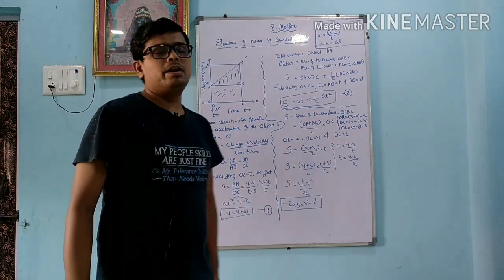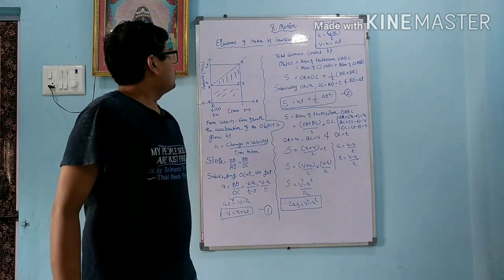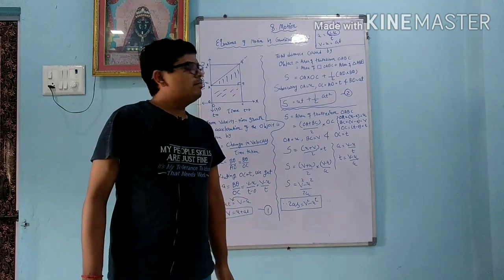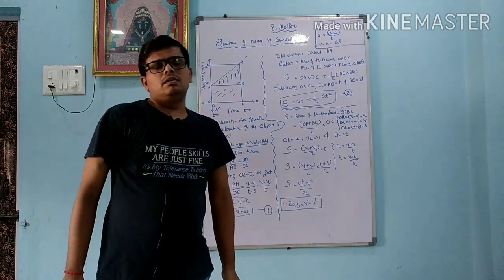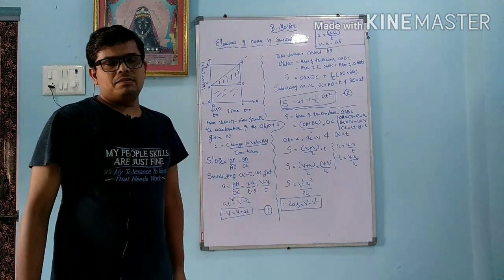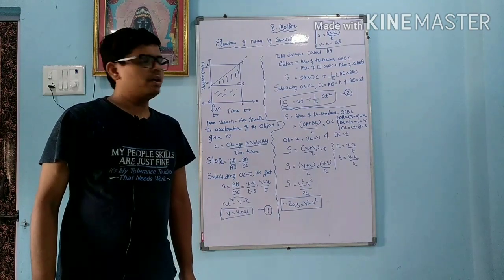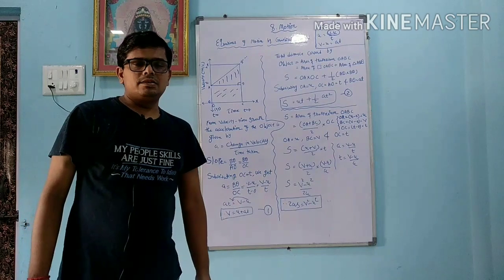Today we will learn chapter number 8, and today's topic is equation of motion by the graphical method. Okay, so in that we will learn that whenever we draw a velocity versus time graph, whatever area is covered by the graph is equal to the total distance.